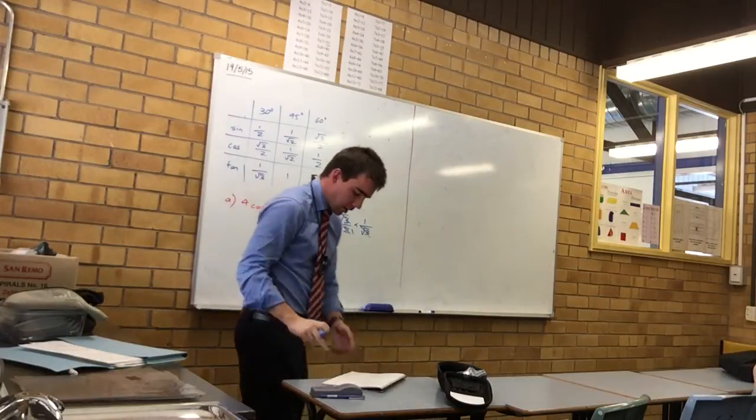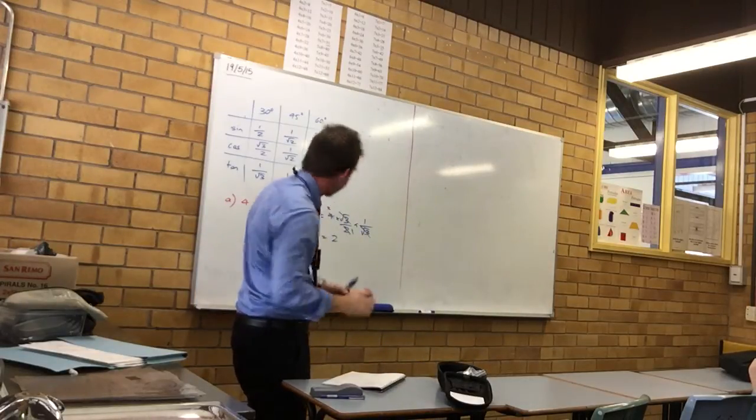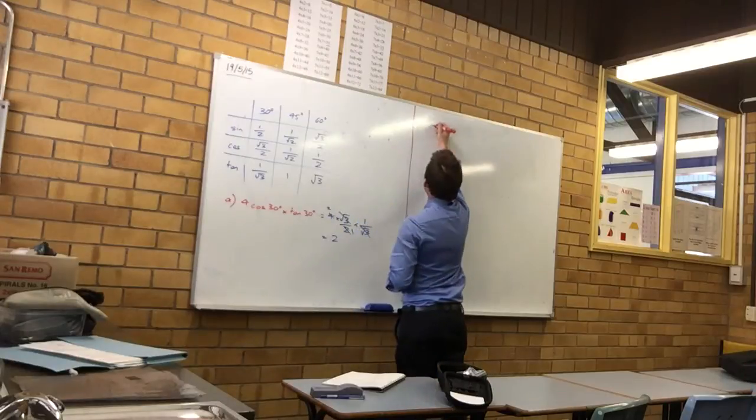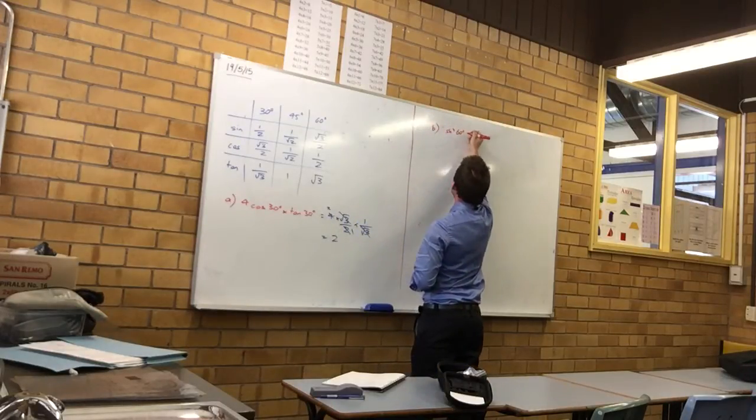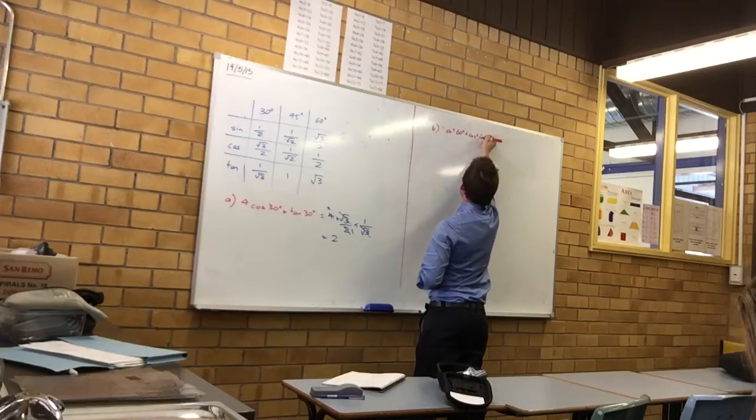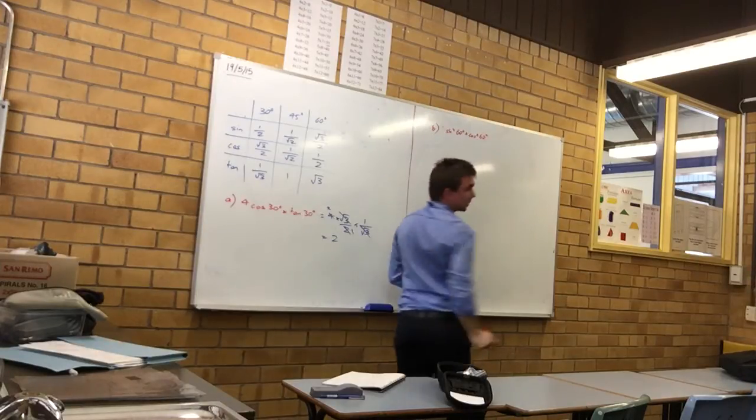Alright. B. Alright, so we have sine squared of 60 degrees plus cos squared of 60 degrees.